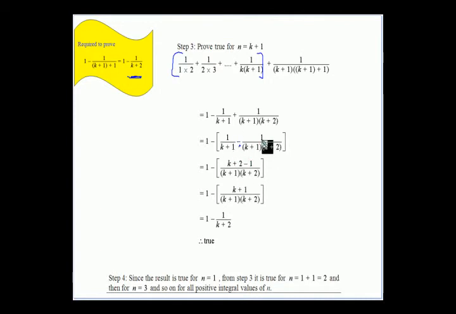So again, once we've got to that point, we just get a common denominator. The lowest common denominator would be k plus 1, k plus 2. Multiply this fraction by the k plus 2, k on top and bottom. So that's where we get the k plus 2 minus that 1. And do the subtraction, gives us the k plus 1 over k plus 1, k plus 2, which will cancel. Leaves us the 1 over k plus 2, which is what we're required to find.